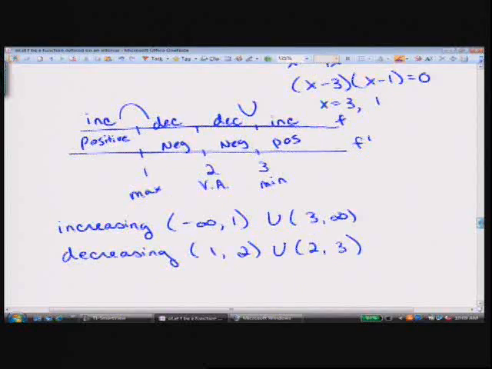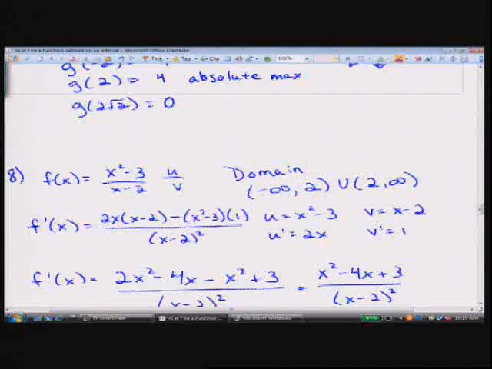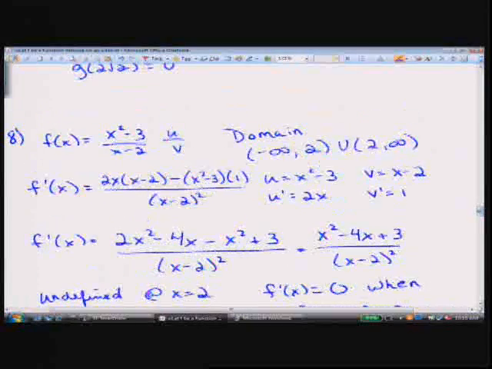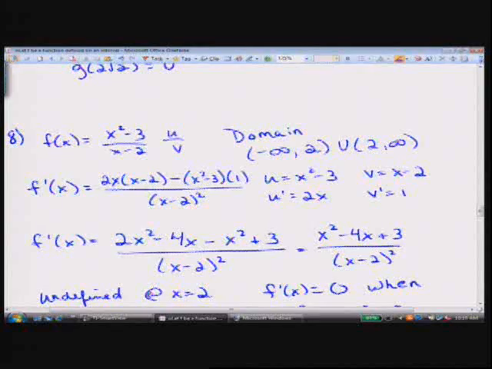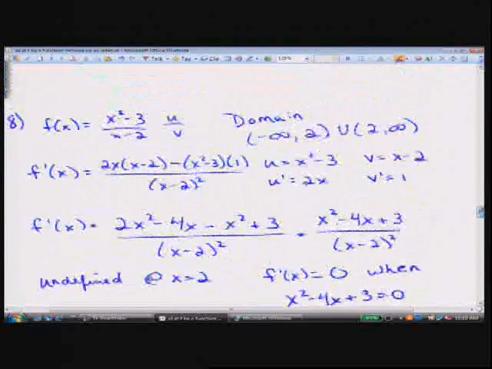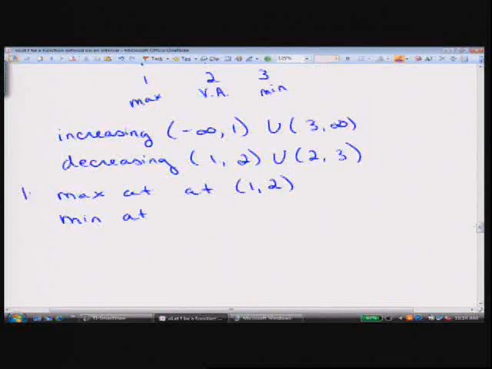Okay, now if we wanted to, let's go ahead and figure out what the max and min values are. If I put 1 in the original function, I have a typo there. I don't get 2, do I? Oh, yes, I do. 1 minus 3, which is negative 2, over 1 minus 2, which is negative 1, which is 2. So I have a max at the point 1, 2, and then I have a min at, if I put 3 in there, 3 squared is 9 minus 3 is 6 over 1. So 3, 6. I have a min, which feels weird, doesn't it? Obviously local.